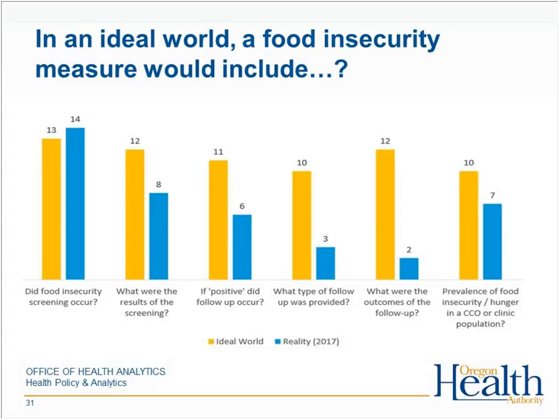So talking a little bit more about that conceptual development, when we're talking about food insecurity, we had a lot of buy-in for the concept, but we didn't necessarily have a good sense of the scope of what we wanted to measure. So we surveyed our technical work group. The N here is 16 for our 16 health plans, and we asked, in an ideal world, a food insecurity measure would include, and we had a list of options and some open-ended responses.